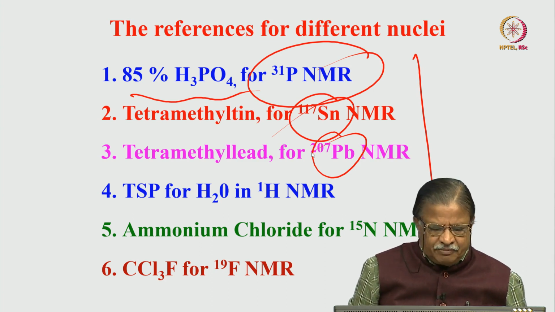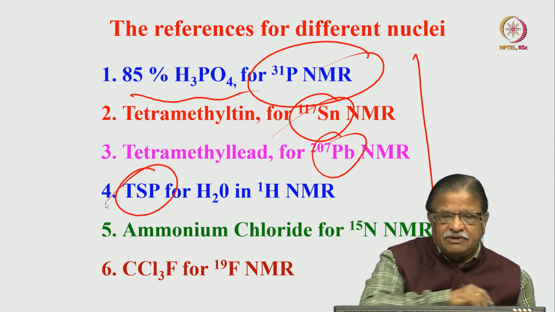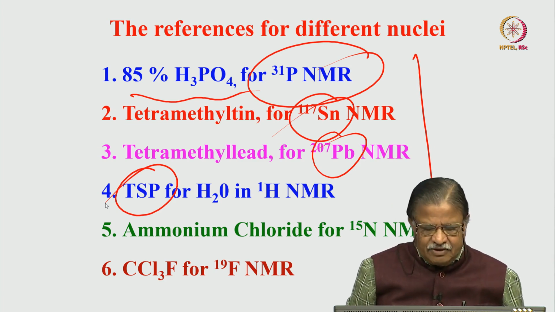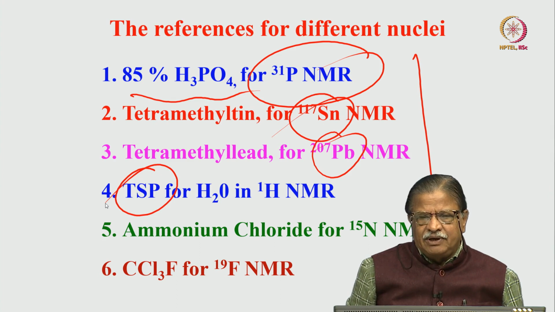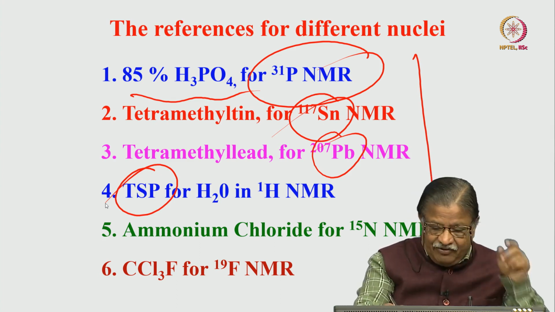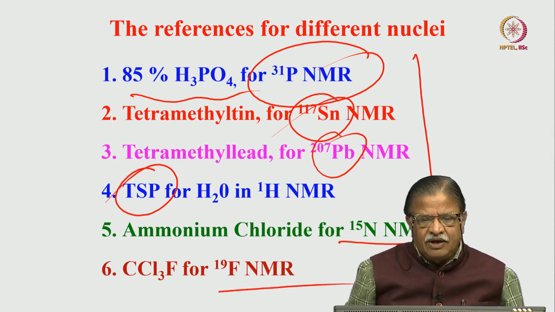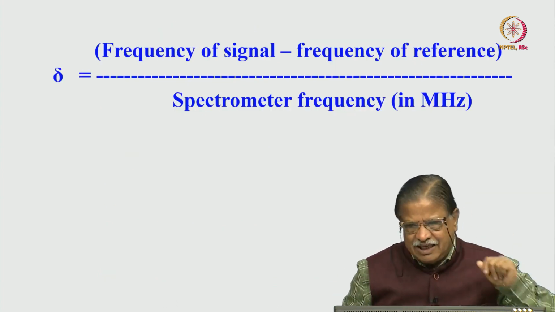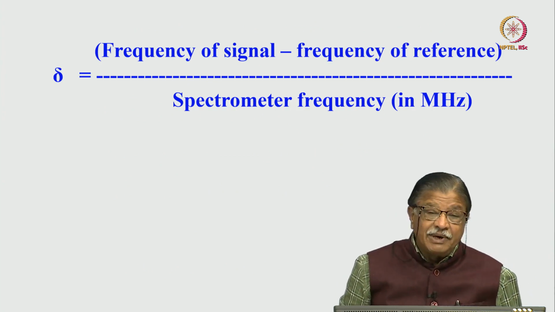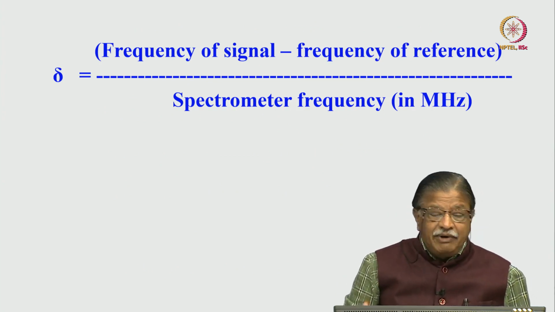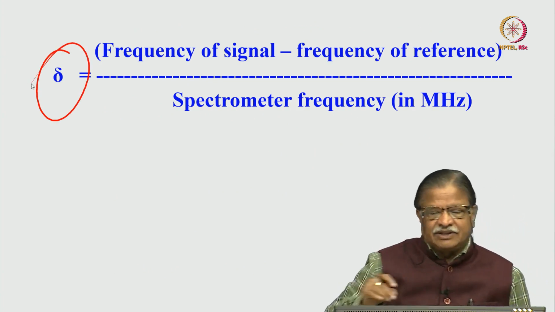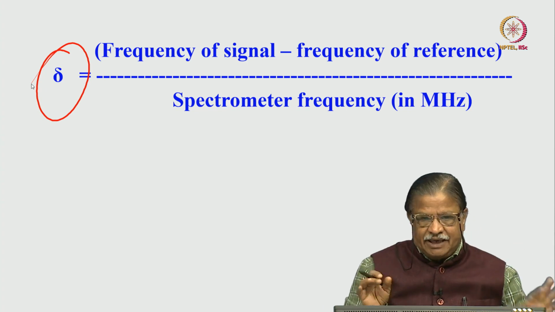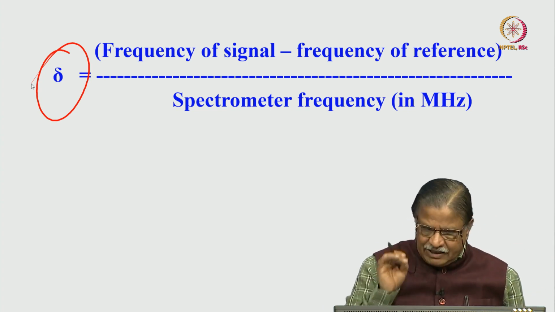And then we record the spectrum. In such cases, TSP is another thing that is used as a reference for water soluble samples in proton NMR. Like that, we have nitrogen-15 references, and CCl3F for fluorine NMR. These are some of the references. Okay, we use this as a reference. Then we measure the chemical shift. The chemical shift is always expressed in what is called the delta scale. It is also called parts per million. Okay, parts per million, it is a delta scale.